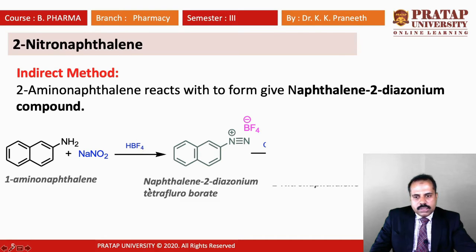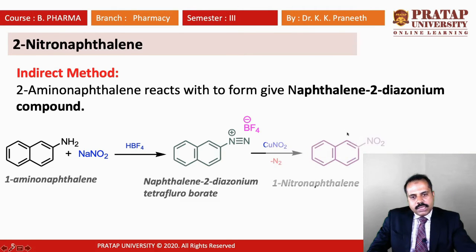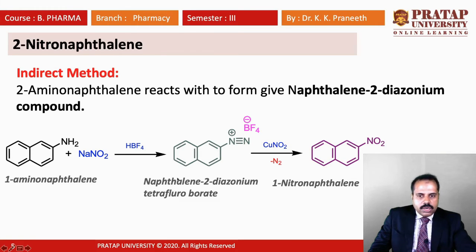What you will get is naphthalene diazonium tetrafluoroborate. So, this is naphthalene and this is the diazo group. Diazo means nitrogen, and di means 2, so 2 nitrogens are there. The diazo compound has tetrafluoroborate, BF4, as the counter ion. This is the complex. In the indirect method, we first prepare an intermediate, this one, and then you add something to get the product. What we add is copper nitrate. So, we get this product. This is step 1, and then we add the copper nitrate. Copper nitrate will remove the N2 nitrogen, and we attach the NO2 here.